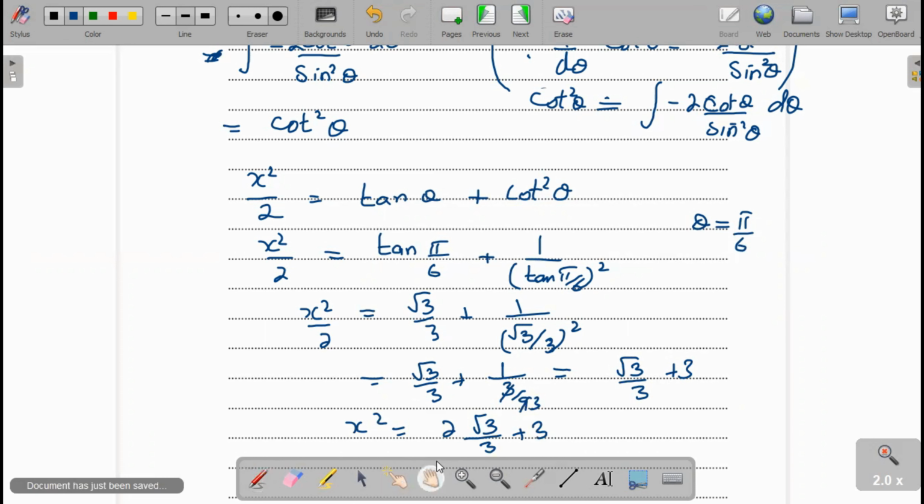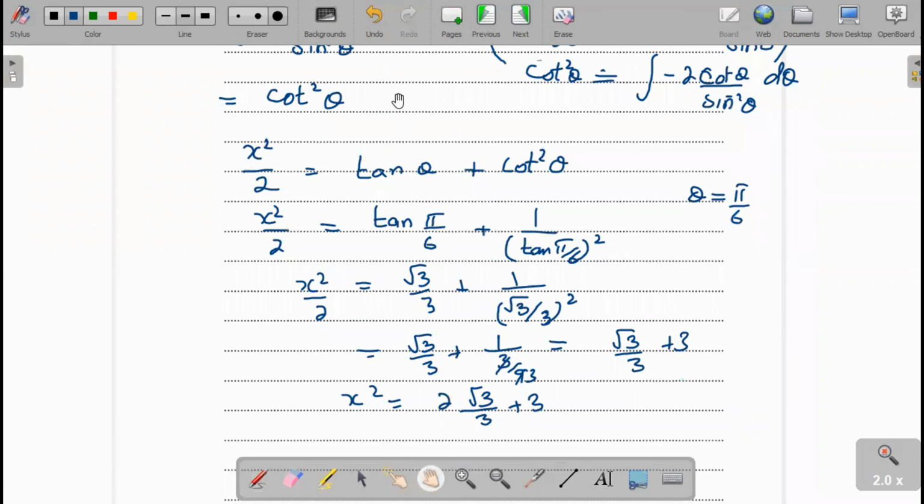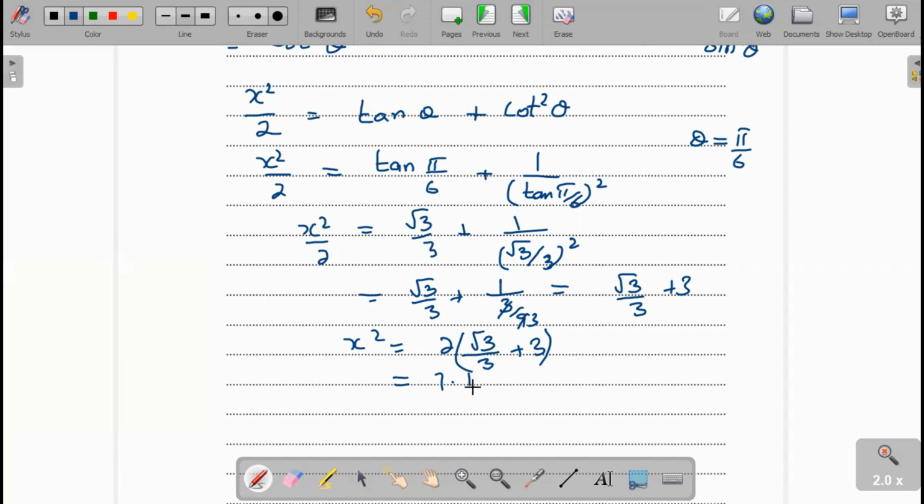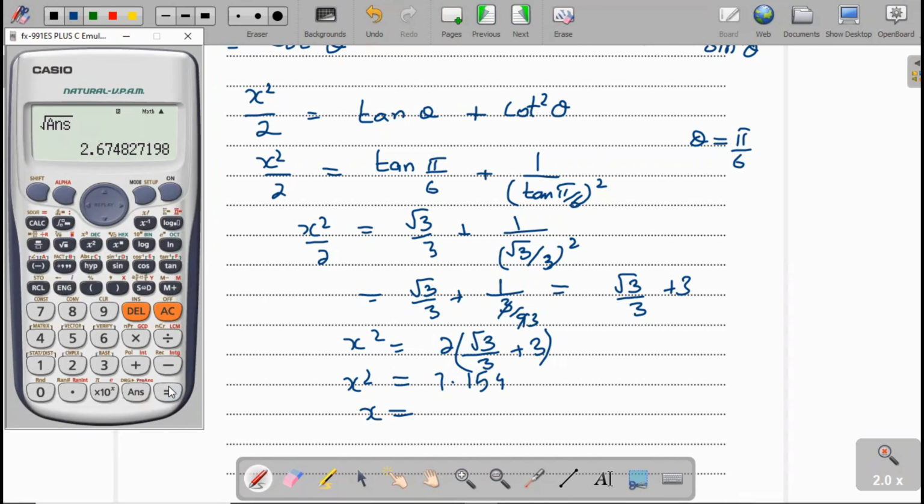Now we calculate this value. x square equals 2 bracket square root 3 plus 3. The answer is 7.154. Now we take the square root on both sides. So this is 2.67, which is the answer.